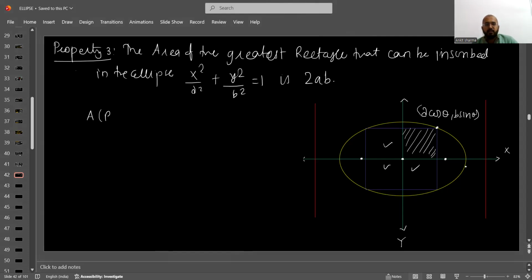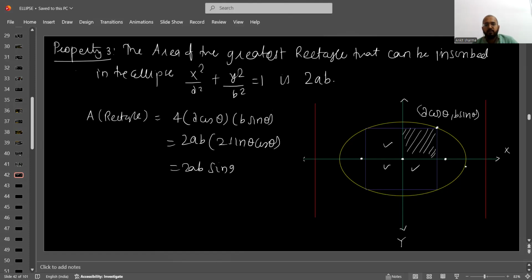So the area of the rectangle would be 4 times the area of this little rectangle, which is A cos theta, comma B sin theta. So this turns out to be AB, I'll keep it here and then I'll write down 2 sin theta cos theta. So this happens to be 2AB into sine of 2 theta, which is max when sine 2 theta is equal to 1. So therefore, max area would be 2AB.